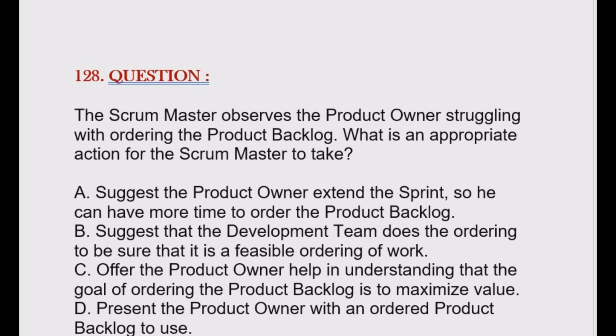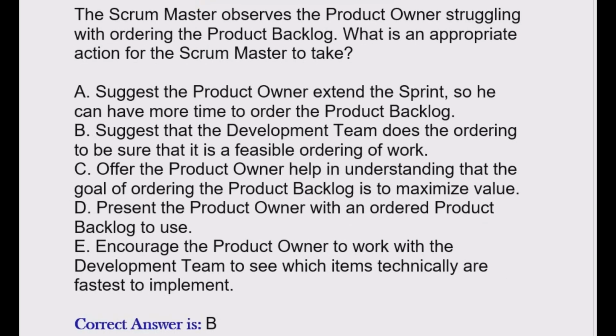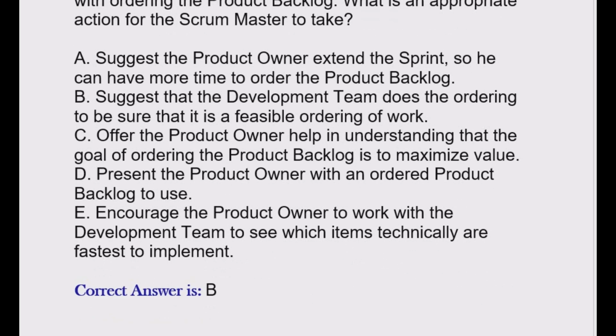Option C, offer the product owner help in understanding that the goal of ordering the product backlog is to maximize value. Option D, present the product owner with an ordered product backlog to use. Option E, encourage the product owners to work with the development team to see which items technically are fastest to implement. Correct answer is option B.